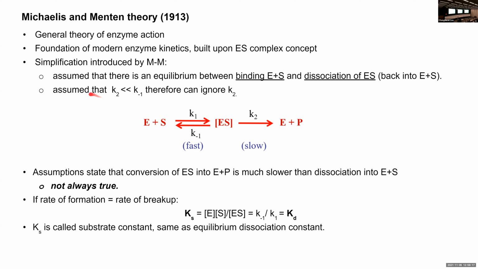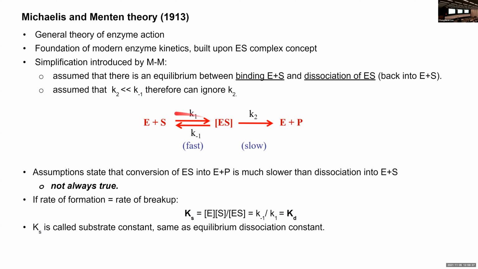And also they assumed, as another simplification, that this K2 that gets to the product is much slower than this K1 or K minus 1 reaction. Does it make sense? So here there's an equilibrium, so it'll go back and forth really quickly, as opposed to the ES complex just rarely going to the E plus P. And those are the assumptions.